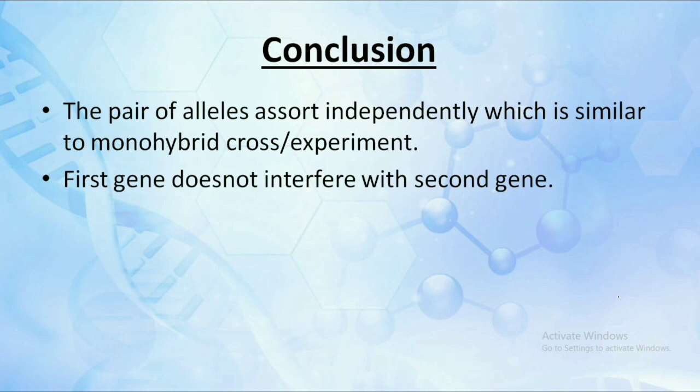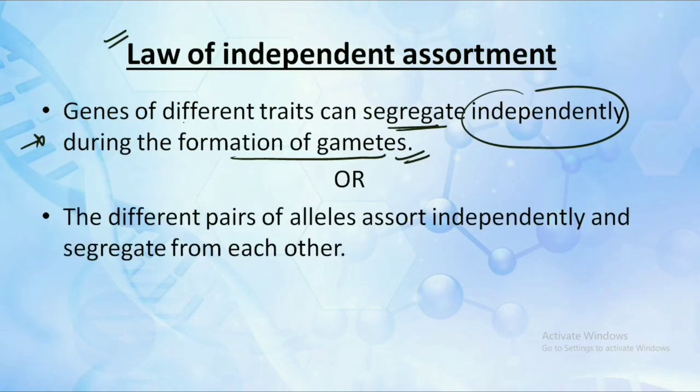So what was the conclusion from the same? From the dihybrid cross, two conclusions were made. The first was that the pairs of alleles assort independently, which is similar to the monohybrid cross, and the second was that the first gene does not interfere with the second gene. So we have the third law: the genes of the traits can segregate independently during the formation of gametes, and the pairs of alleles assort independently or segregate from each other.